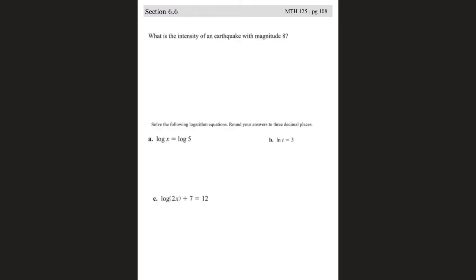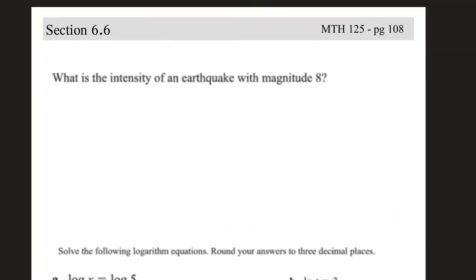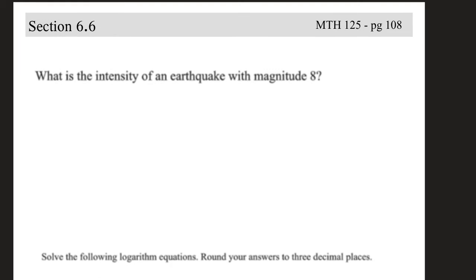What is the intensity of an earthquake with a magnitude of 8? I'm going to let you pause the video and do this on your own, and then come back and see if you got what I got. So go ahead and pause now.